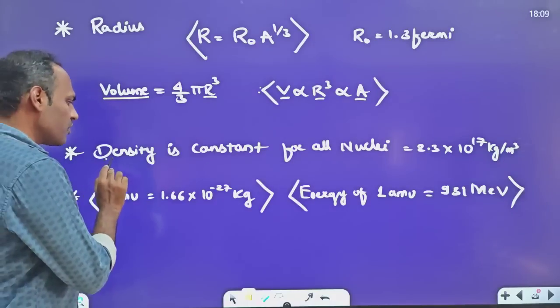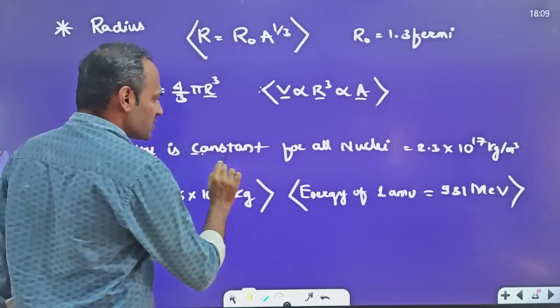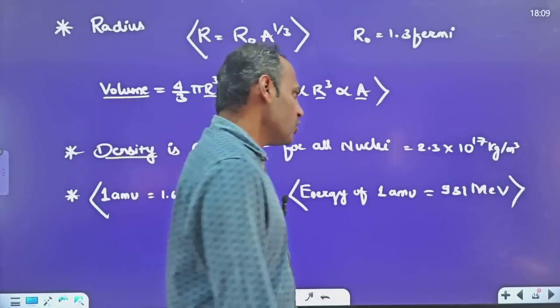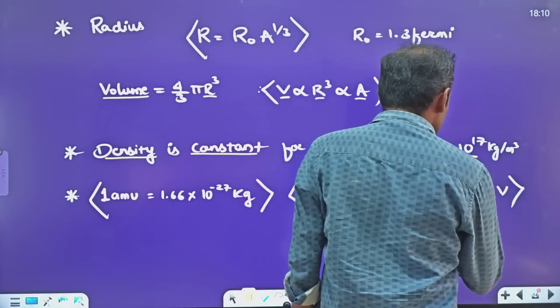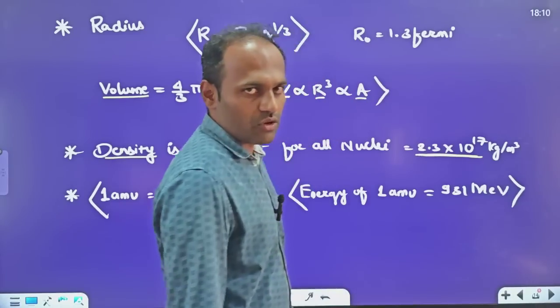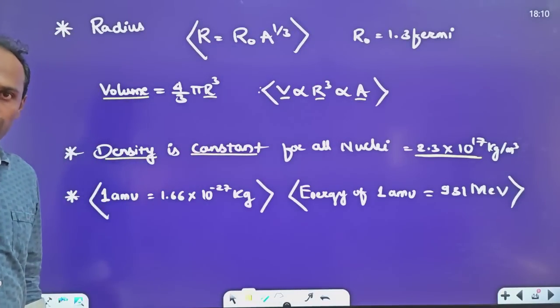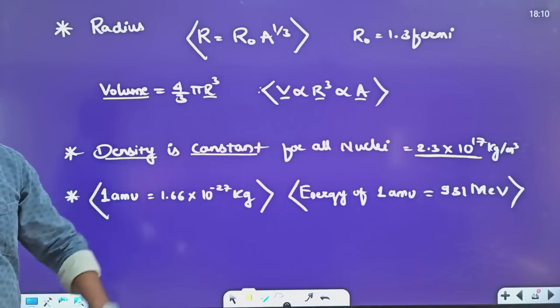Density of all the nuclei will be the same. Density is constant for all types of nucleus, and it is 2.3 into 10 raised to 17 kg per meter cube. This much will be the density of all nuclei, whether it is uranium or lithium. So density will be the same for all.